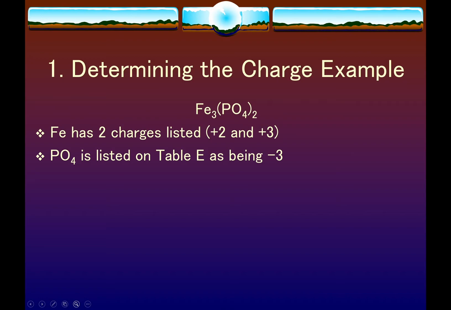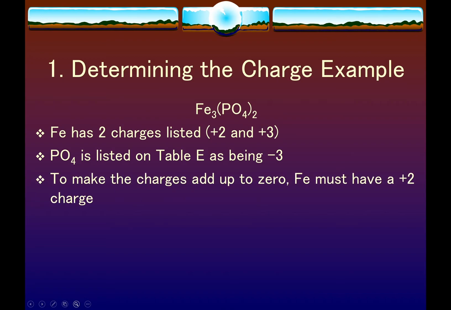So these could be put together in a 1-to-1 ratio, but our formula is telling us that it's not a 1-to-1 ratio. So in order to make these add up to 0, iron has to have a +2, because +2 times 3 irons gives us a total of +6. And we have 2 phosphates, each at a -3, which gives us a total of -6. If we used iron 2, that would give us a total charge of +4, which would not balance the -6. Again, we want those oxidation numbers to add up to 0.